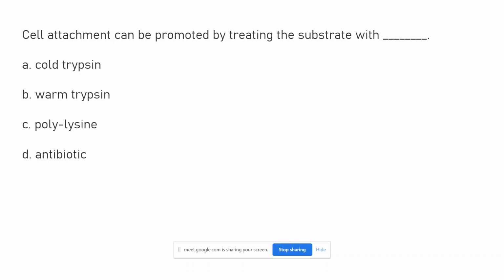Yeah, the correct option is C. It's not A. Cold trypsin does not aid in cell attachment. Trypsin is an enzyme which is used for detachment of cells. It's a protease, so it will not aid in cell attachment whether it is cold or warm. Trypsin is going to aid in cell detachment.